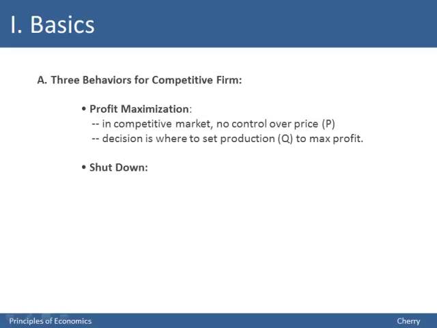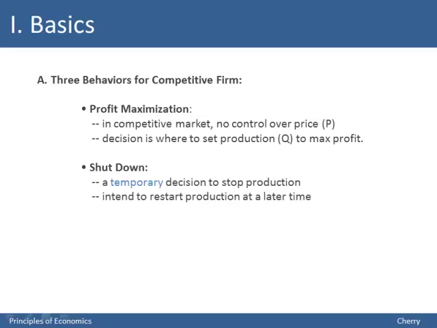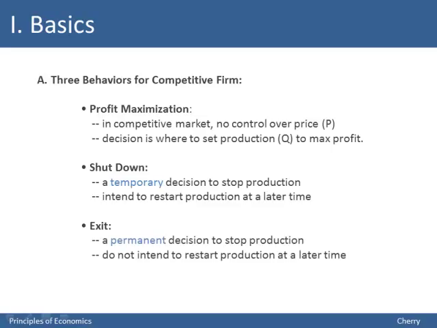Second decision we're going to look at is a shutdown decision. And this is a temporary decision to stop production with the intent to restart production at a later time. And then we're going to look at the exit decision, and that's a permanent decision to stop production. So there's no intention to restart. You close operations or you close your business for good.